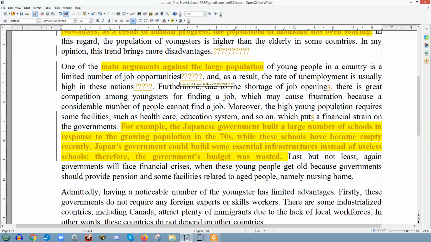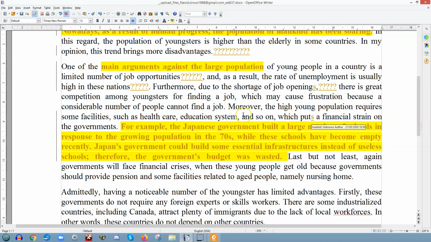is a limited number of job opportunities. Who says so? What does that mean? What countries? What unemployment? What are you talking about? A simple assertion is not an argument. "Due to the shortage of job openings," where, what kind of jobs? "Great competition among youngsters for finding a job, which may cause frustration because people cannot find a job." That's kind of a circular argument.